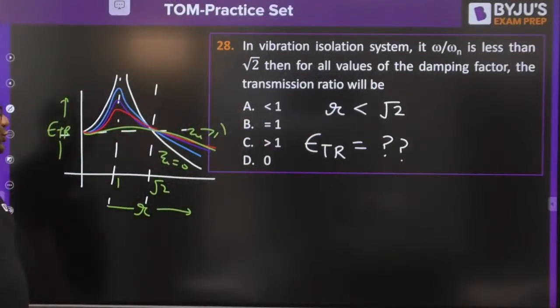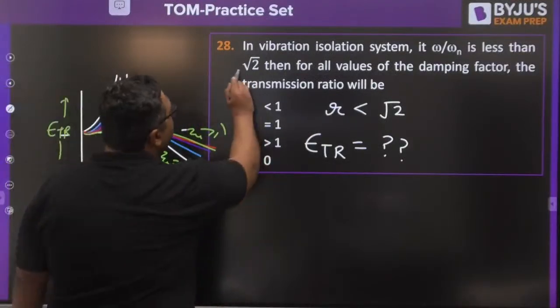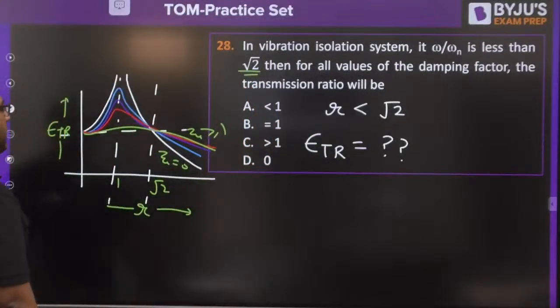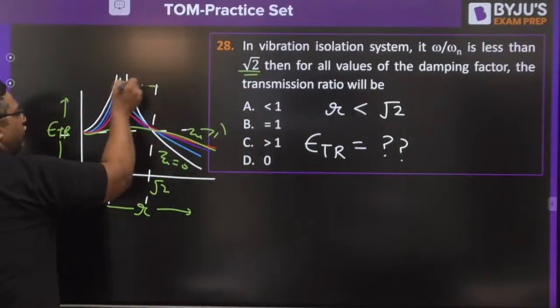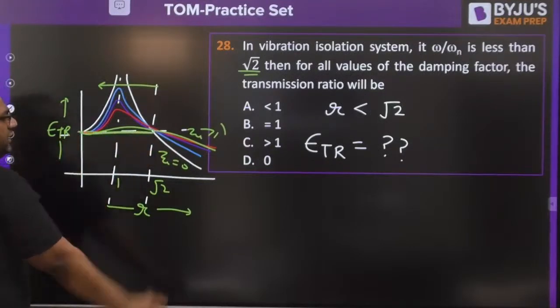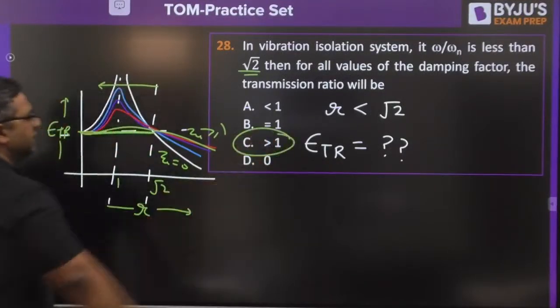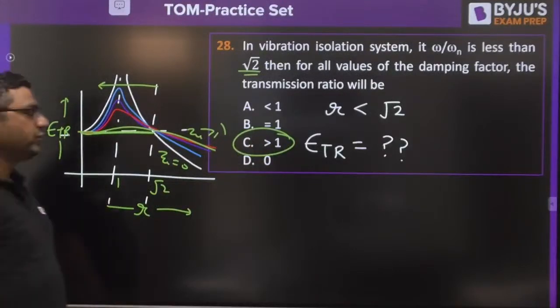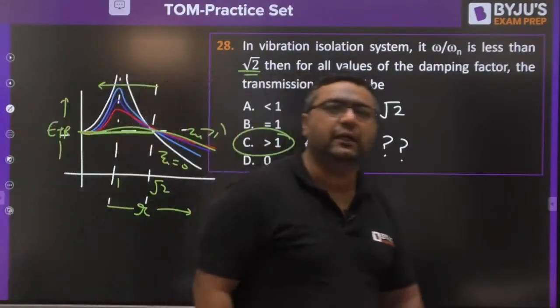Very good guys. So you know that when we are talking about R less than √2, we are in this region. In this region, transmissibility ratio is always more than 1. So the answer for this is C.